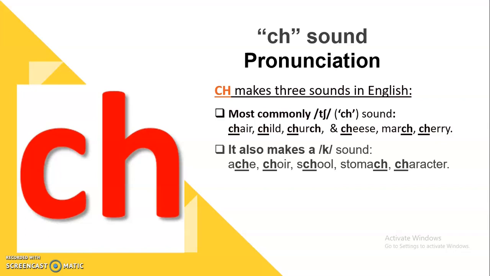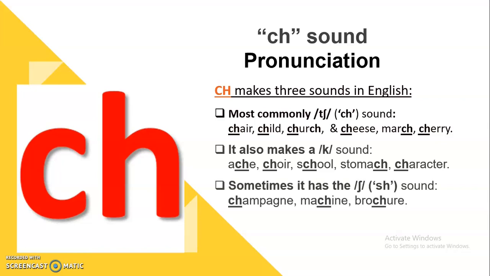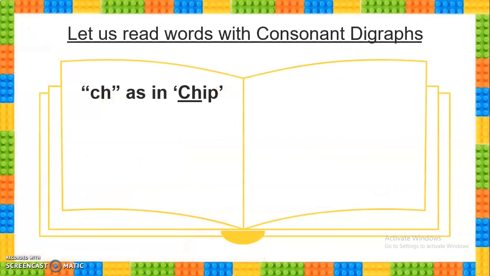It also makes the sound k, k, as in words: echo, choir, school, stomach, character. Third, sometimes it has the sh sound, sh, as in the words champagne, machine, brochure. Let me give you some more examples to practice these consonant digraphs one by one.